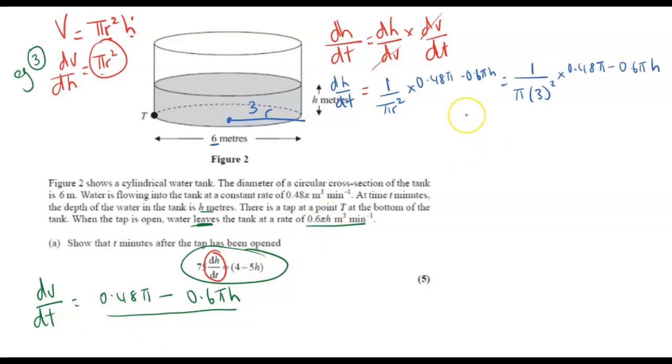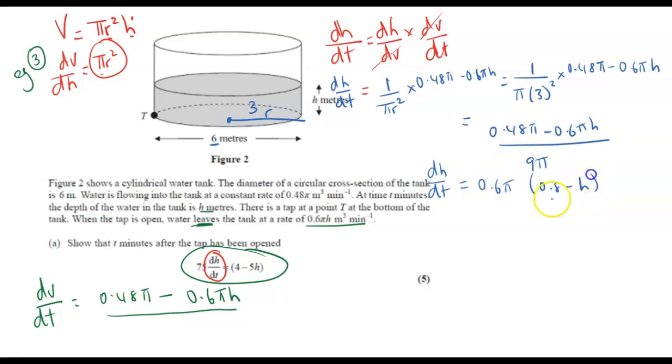Now, substituting here, I don't need to put a 1, I'll put 0.48 pi minus 0.6 pi h all over 9 pi. Now I could factor out the pi's here and also 0.6. So again, I just put in the dh/dt on the side. So I will end up getting 0.6 pi times (0.8 minus h) all over 9 pi. These two pi's will cancel, and if I take this 9 and send it over here, the dh/dt is equal to 0.6 times (0.8 minus h) over 9.